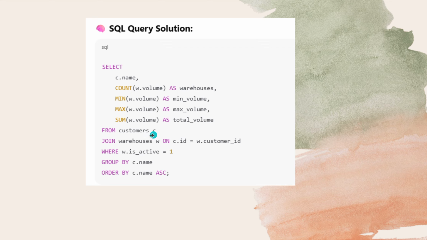From which table? Customers. Then we have to join the warehouse table: JOIN warehouses W ON the common column in both of them, C dot id equals W dot customer id, WHERE W dot is_active equals 1. Then only you have to add them up, right? Then GROUP BY C dot name. Then you have to order them in ascending order according to their name: ORDER BY C dot name ascending. In this way you have to write it.